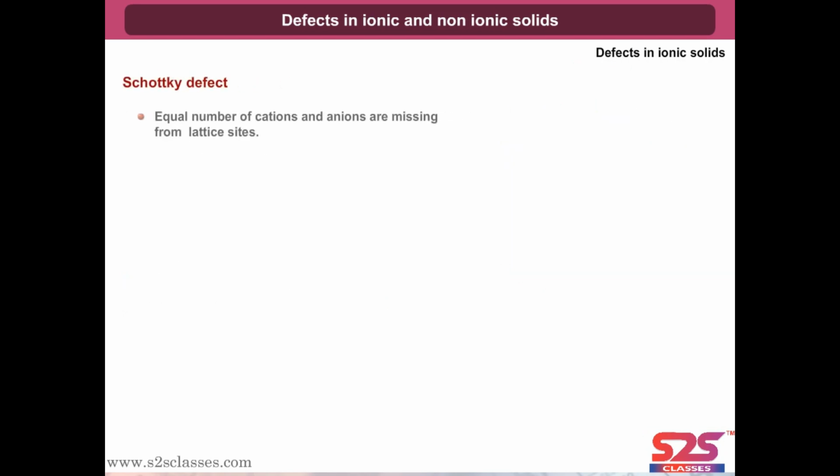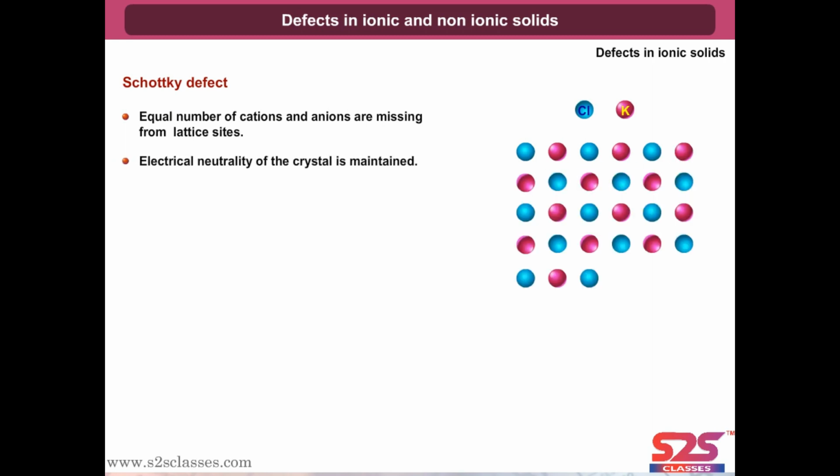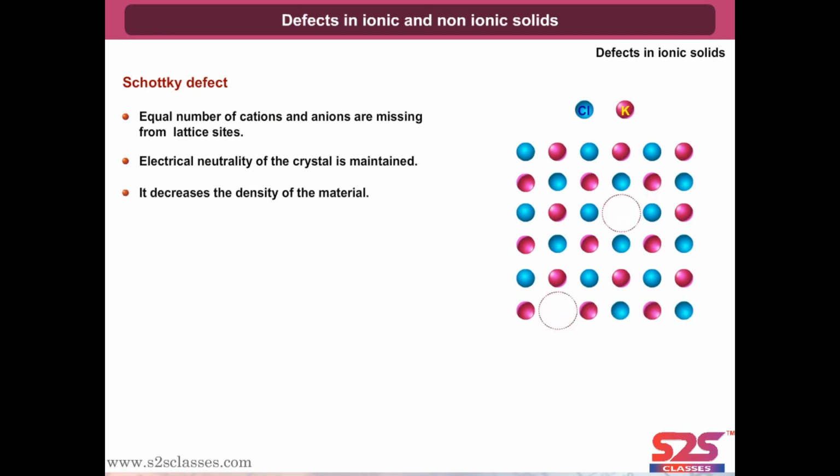Schottky defect. Equal number of cations and anions are missing from lattice sites. Electrical neutrality of the crystal is maintained. It decreases the density of the material. Schottky defects are found in NaCl, KCl, KBr, etc.